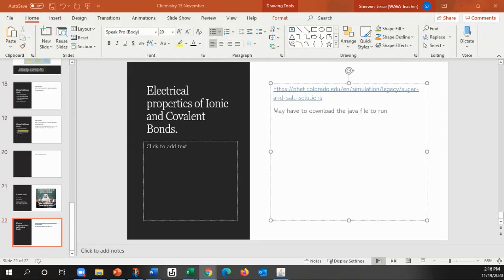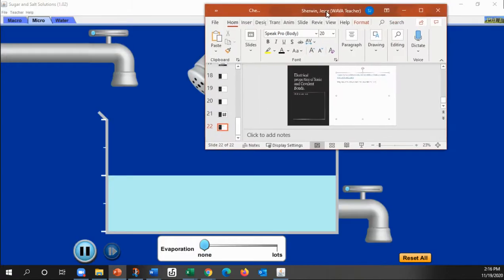Hello, everybody. I wanted to talk about this covalent and ionic compound app that we're probably not going to be able to use in class much. So if you go to the PowerPoint that I'm going to post, the link to the app is right here, but you'll probably have to download the Java file to be able to run it. So I'll just show you some of the things here in class.